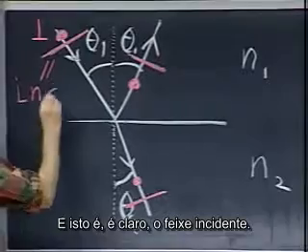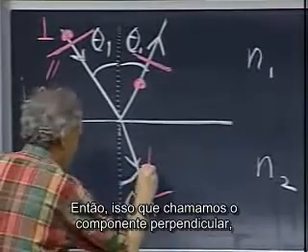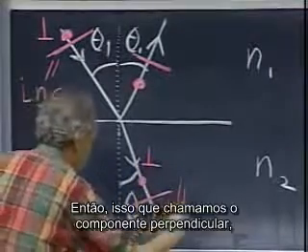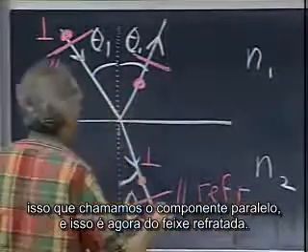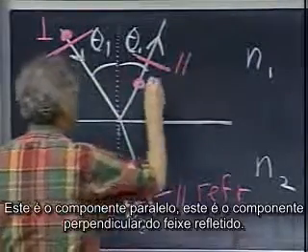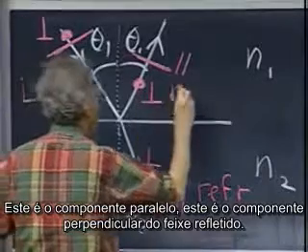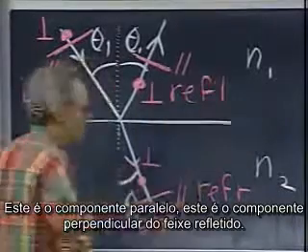And this is, of course, the incident beam. So this one we call the perpendicular component, this one we call the parallel component, and this is now of the refracted beam. This is the parallel component, this is the perpendicular component of the reflected beam.